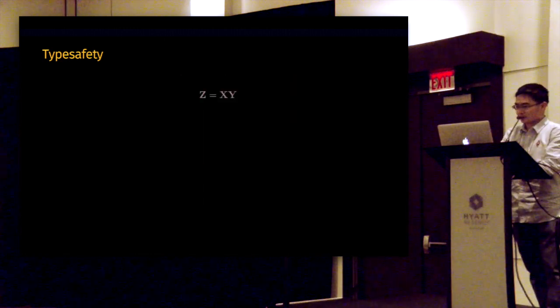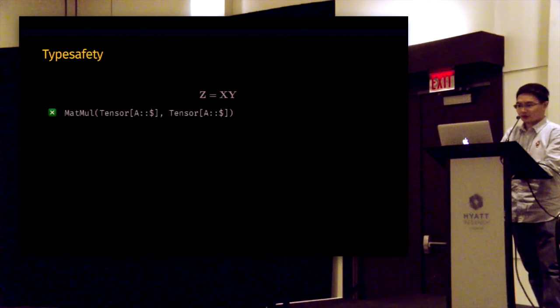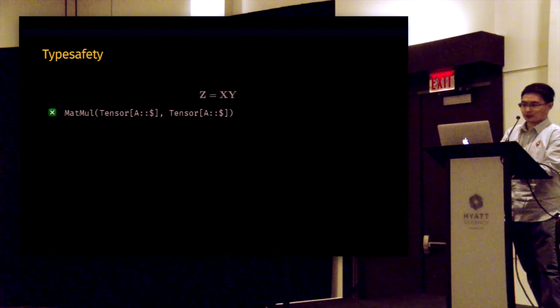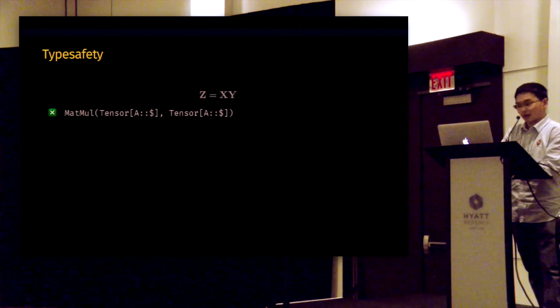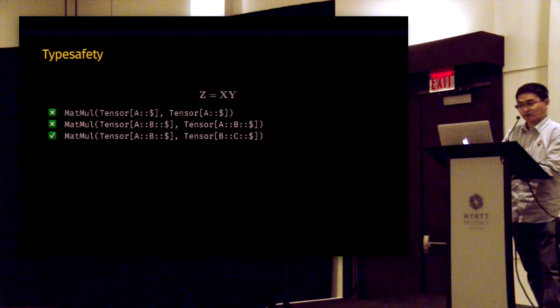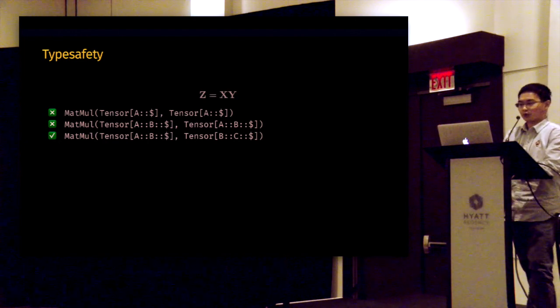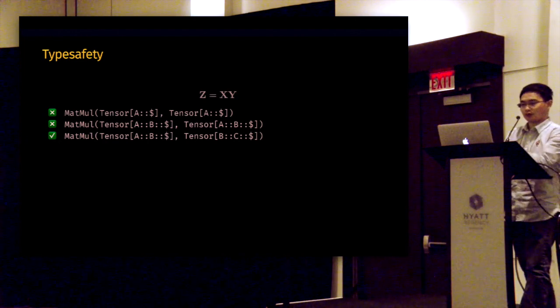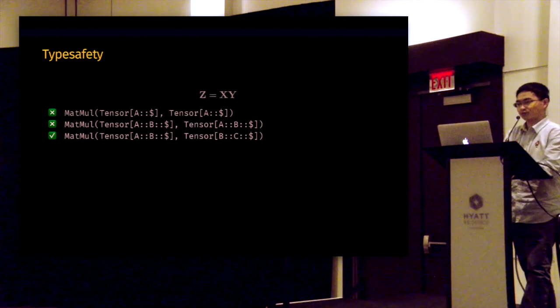We want to achieve this. Or if we had a matrix multiplication, Z equals X times Y, if we have a matrix multiplication of a vector and a vector, it doesn't compile, they are not matrices. If we have matrices of the same shape, it doesn't compile, because for matrices to multiply, you have to have AB times BC. You get a matrix of AC. That's matrix multiplication. We would design ways in Scala to make the first two cases not compile, and the third one just compiles normally.